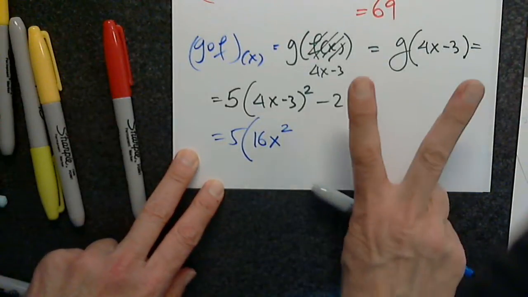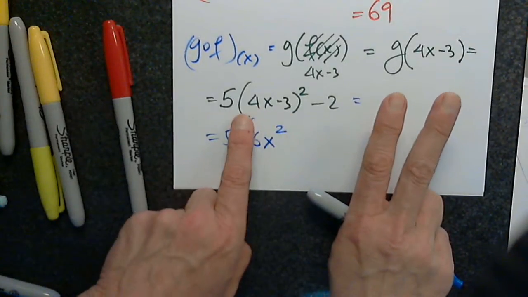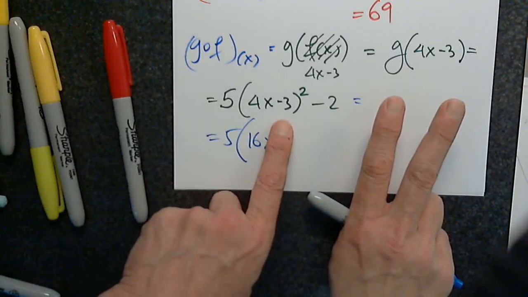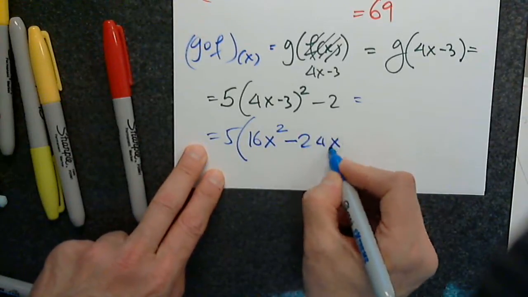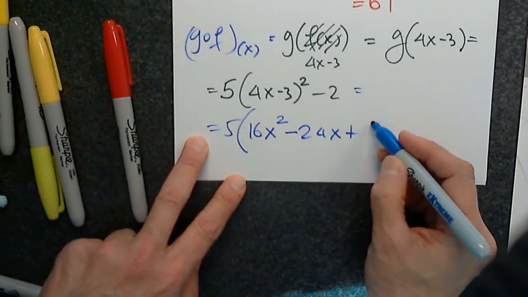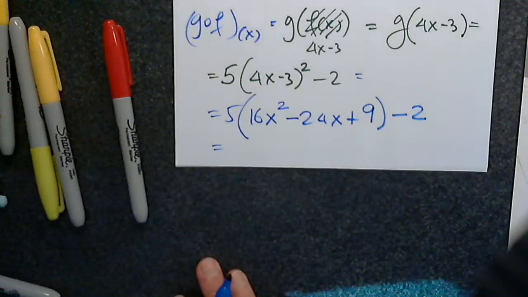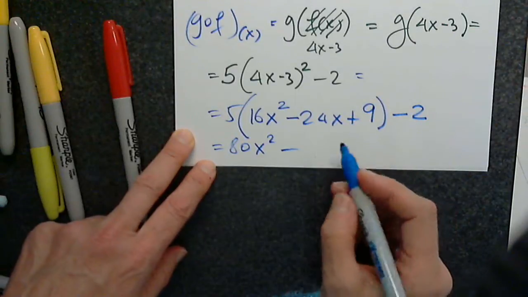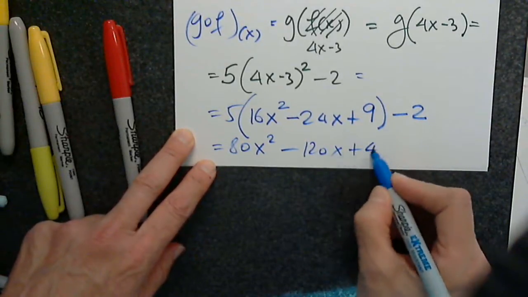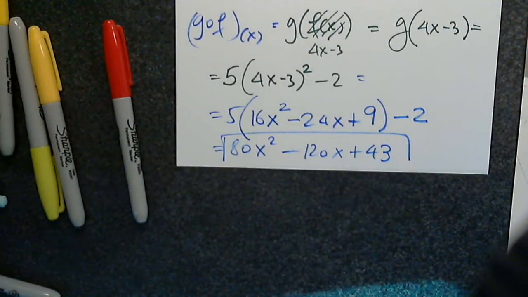4x, good. Minus 2 times 4 times 3, or you can say 2 times 3 times 4. It doesn't matter. So 2 times 3 is 6 times 4 is 24x, plus the second term squared, which is 9, and minus 2. Only now I can distribute: 80x squared minus, I think this is 120x, and this is 45 minus 2, which is 43. And this is the function composition of g and f.